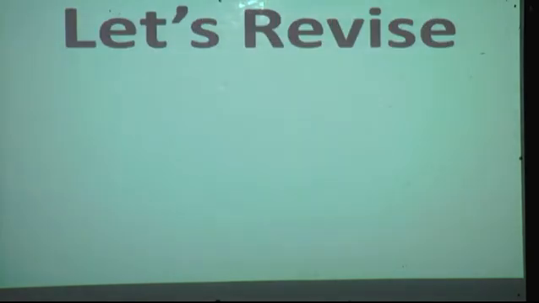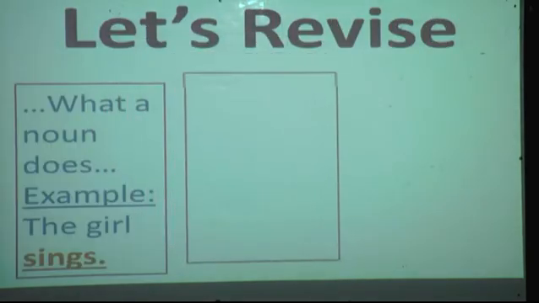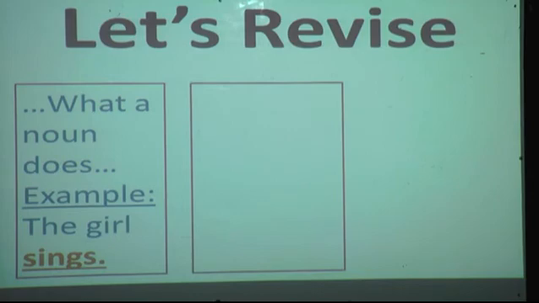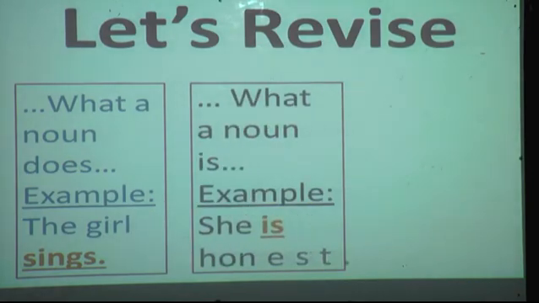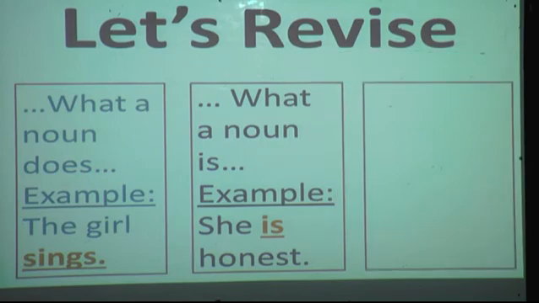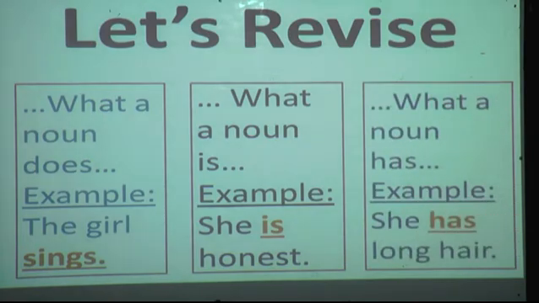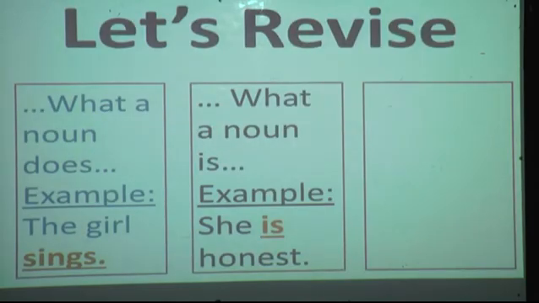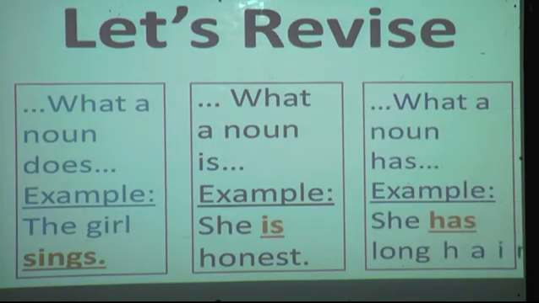So now we are going to just revise what we have learnt. So first thing is what a noun does. Example, the girl sings. Next is what a noun is. Example, she is honest. Third is what a noun has. Example, she has long hair.